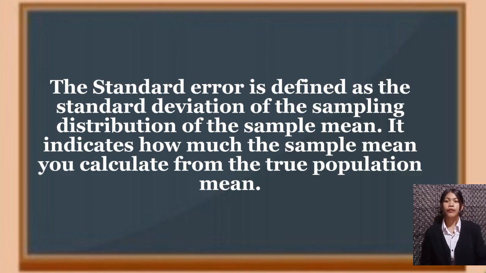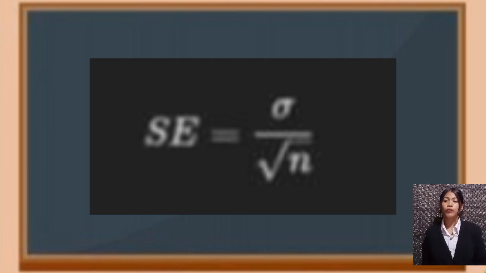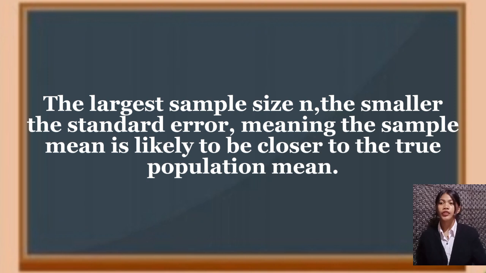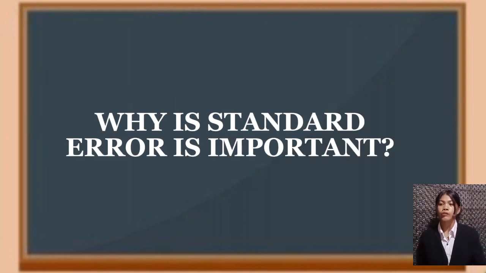The standard error is defined as the standard deviation of the sampling distribution of the sample mean. It indicates how much the sample mean you calculate from a random sample is expected to differ from the true population mean. The formula for the standard error of the mean is: standard error equals the standard deviation of the population over the square root of the sample size. The larger the sample size, the smaller the standard error, meaning the sample mean is likely to be closer to the true population mean. Why is standard error important?